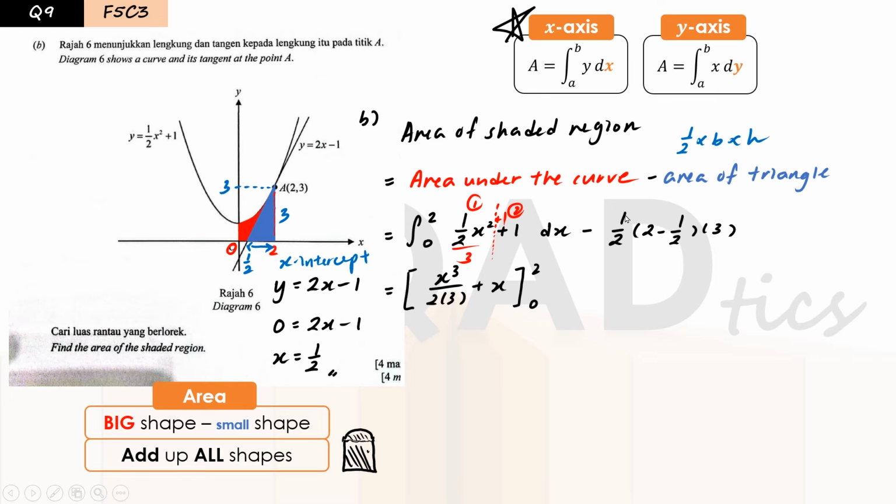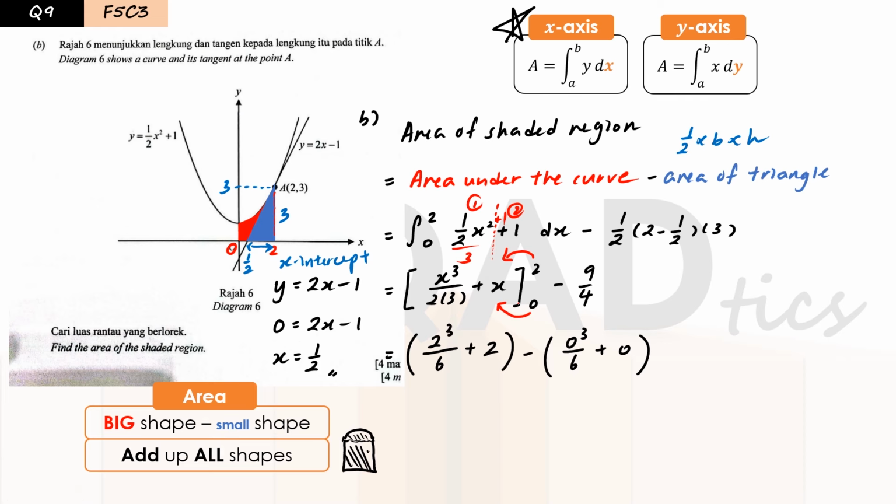And for this one, we can just put into the calculator to find out the value. Right, so now for this one, we are just going to substitute the 2 values inside here, and we are going to find out its difference. This is the result when we substitute 2. Here it becomes 6 because 2 times 3, so it's 6 here. And we're going to minus with the result when we substitute 0.